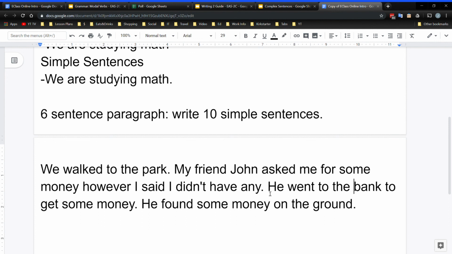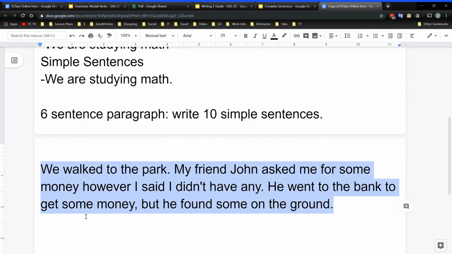Next, let's move on and let's make this a compound sentence since we've already got complex. So he went to the bank to get some money. I'll say, but he found some money on the ground. And then we could even delete the word money there to make it shorter. He found some on the ground, right? So this now becomes 3 sentences, even though we started with 5.